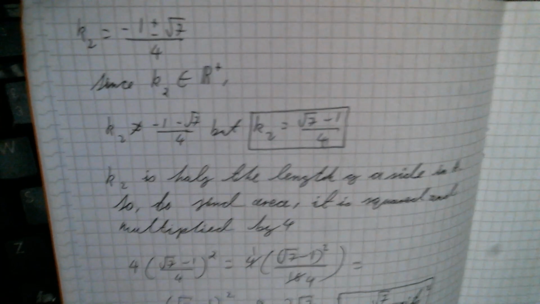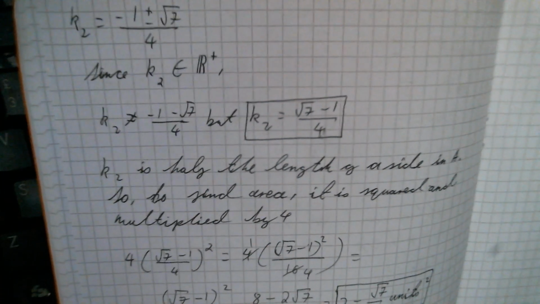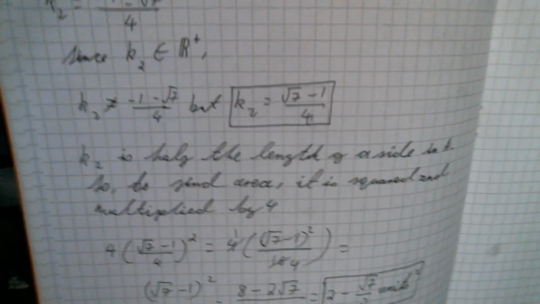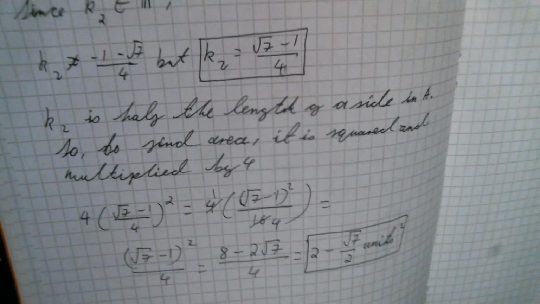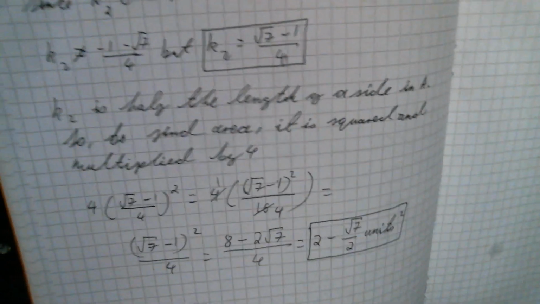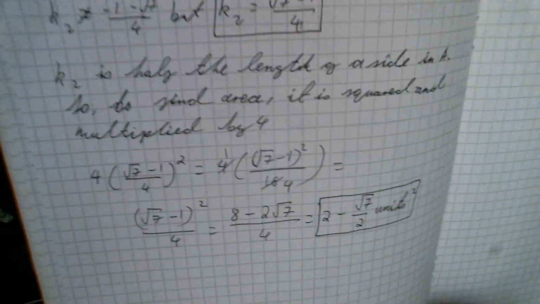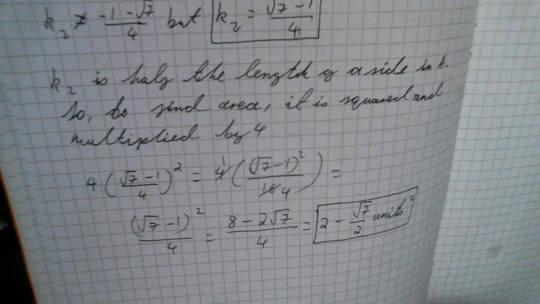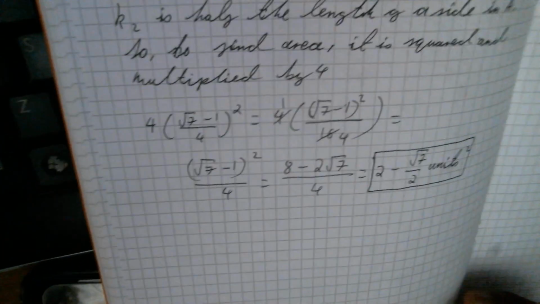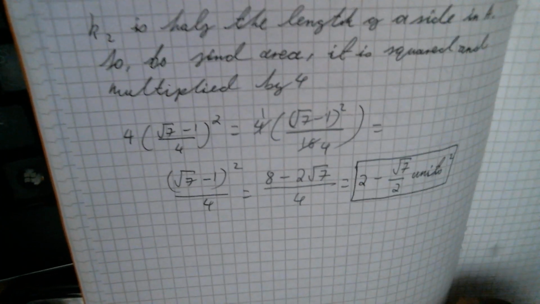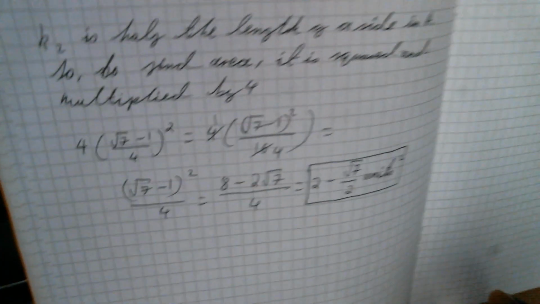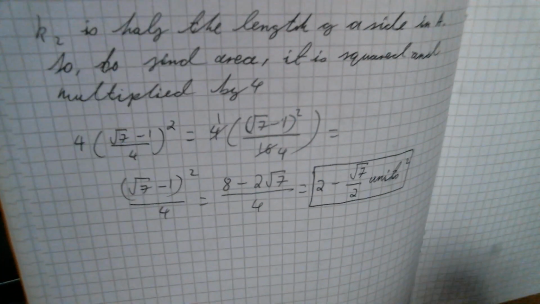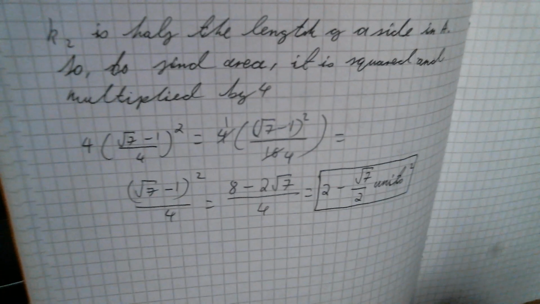But since K2 is a positive measurement, K2 cannot be minus 1 minus root 7 over 4, because that's a negative number. But K2, which is half the side length of the square, is root 7 minus 1 over 4. And as you can already see, K2 is half the length of a side in A, so in order to find the area of A, it is squared and then multiplied by 4. So we do 4 times root 7 minus 1 over 4 squared. And we do so to get 4 times root 7 minus 1 squared over 4 squared, which is 16. 4 divided by 16 is 1/4.